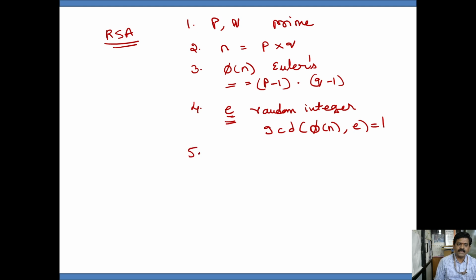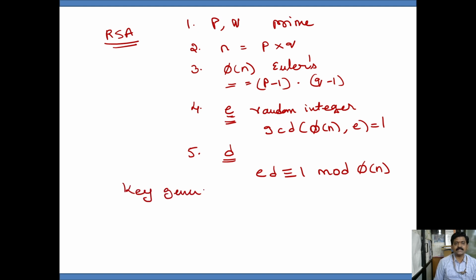Then finally, we have one more variable called d, where d should be the multiplicative inverse of e. When we multiply e and d, it should be congruent to 1 mod psi of n. So these are all the variables in RSA. Using these variables, we generate the keys in the RSA algorithm.